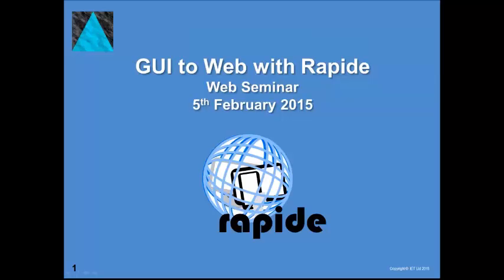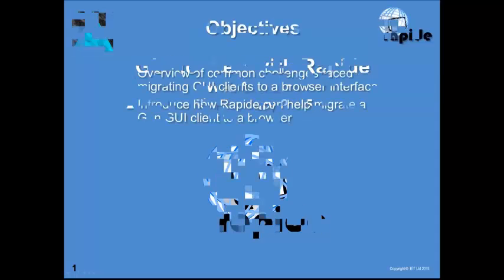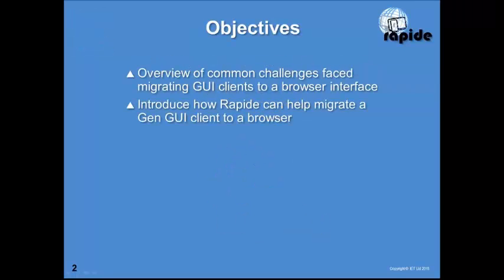The objectives of this presentation are to provide an overview of the common challenges faced when migrating GUI clients to a browser interface, and also to introduce how Rapide can help migrate a Gen GUI client to a browser application.